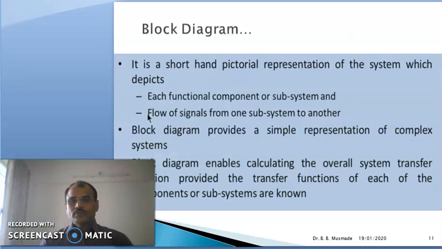So, a block diagram is a shorthand pictorial representation of a system which depicts each functional component, or subsystem, or a part of the system. Also, the flow of signal from one subsystem to another. A block diagram provides a simple representation of complex systems, and using these diagrams we can find out the overall transfer function.